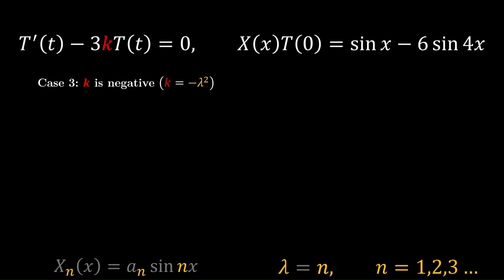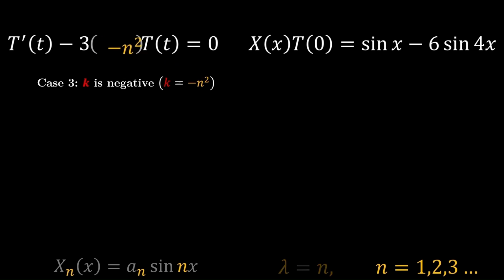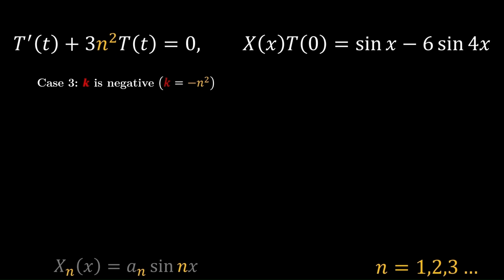Here we again have the constant k that we've already selected to be negative from the first half of the problem. We set k equal to negative lambda squared, and we've also established that lambda must be equal to any integer n, since this is the only possibility for a non-trivial solution. We can substitute k equal to negative n squared into the ordinary differential equation for T of t.